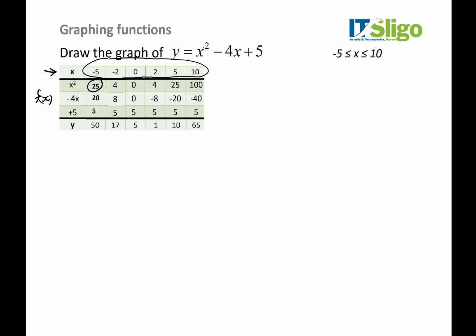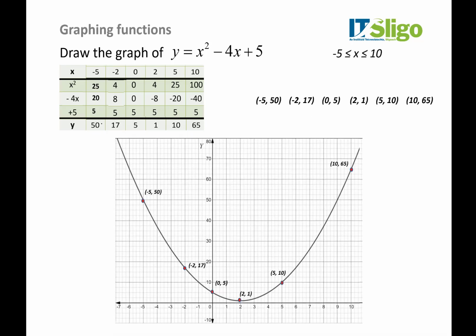Here's my input squared. Now I multiply it by -4. And then I add 5. When I add these, I get my output. I do the same then for -2, for 0. And these now, guys, are ordered pairs. Sorry, -5, 50. -2, 17. These are what form our coordinates. Then we plot these on the graph as before.